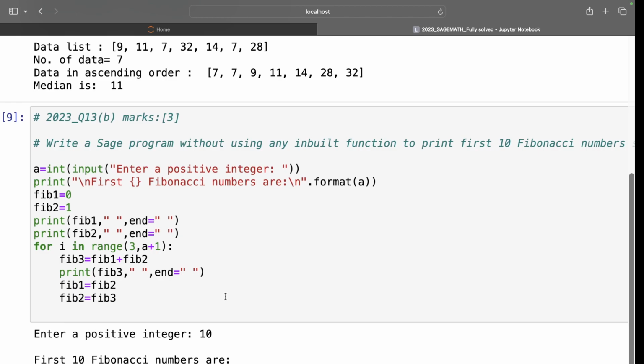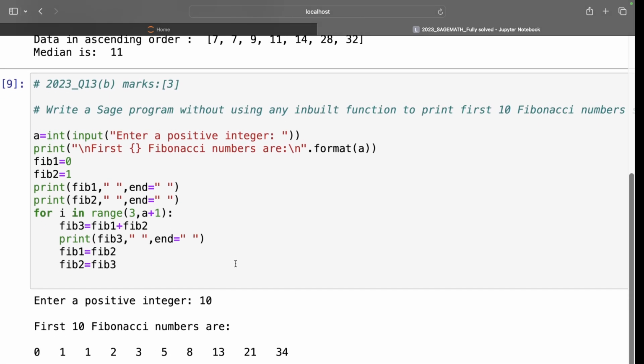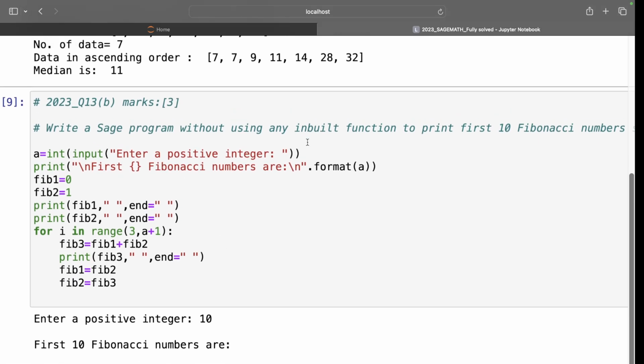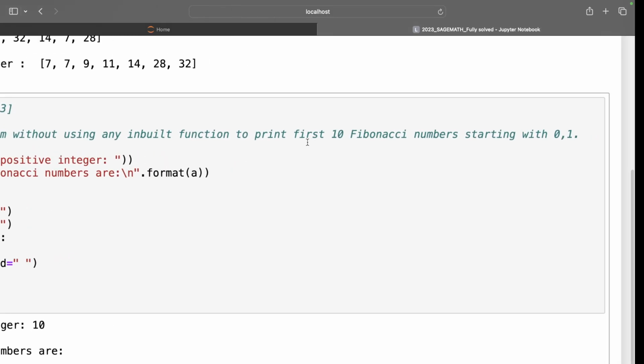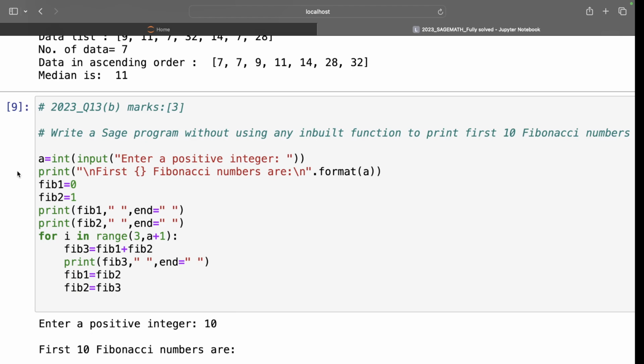Question 13b. Write a Sage program without using any inbuilt function to print the first 10 Fibonacci numbers, starting with 0 and 1. A is the integer variable. Enter a positive integer. You must enter 10, because we need the first 10 numbers, so A equal to 10.